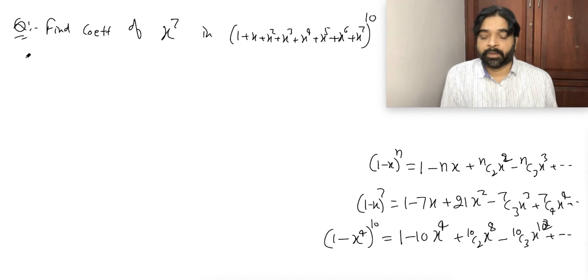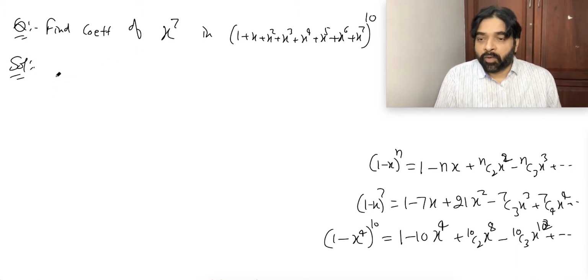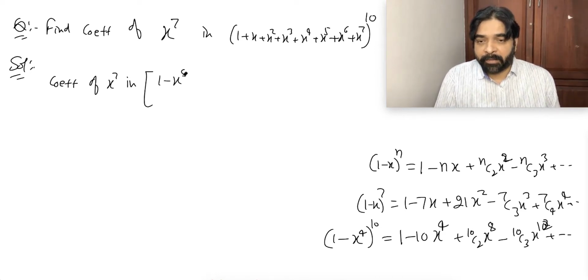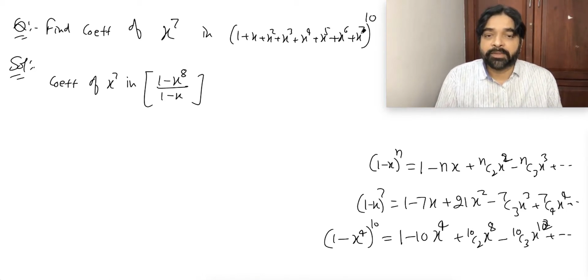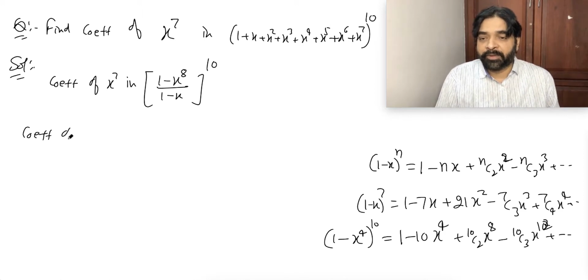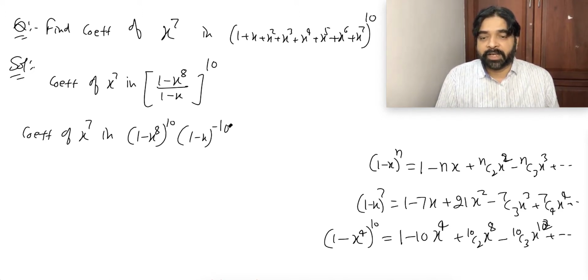Look at the coefficient of x power 7 in this. What can you write? 1 minus x power 8 divided by 1 minus x. Yes or no? The number of terms is what? 8, because 1 to 7 plus 1 is 8. Power 10. So we'll say the coefficient of x power 7 in 1 minus x power 8, whole power 10, into 1 minus x power minus 10.